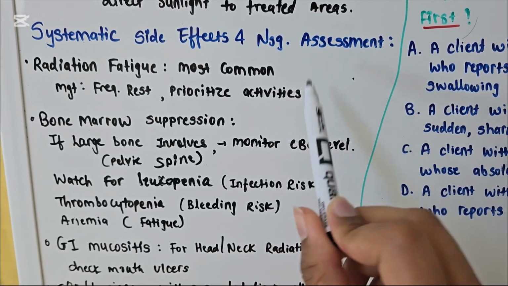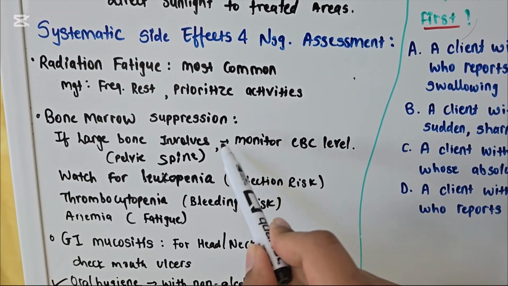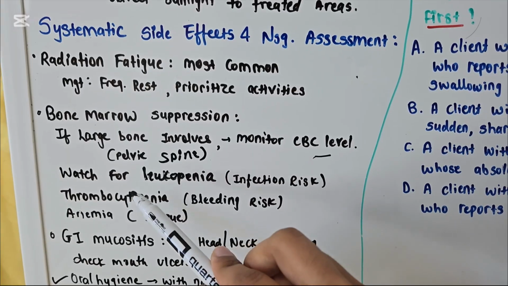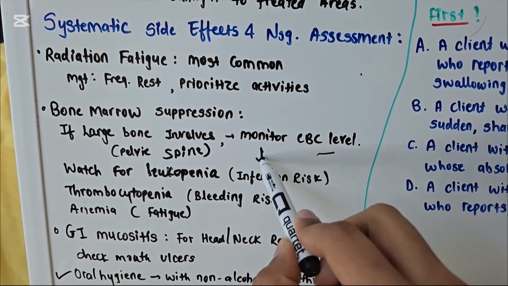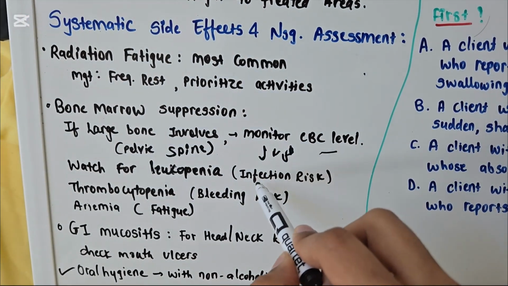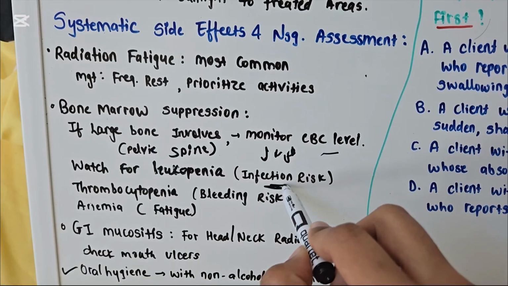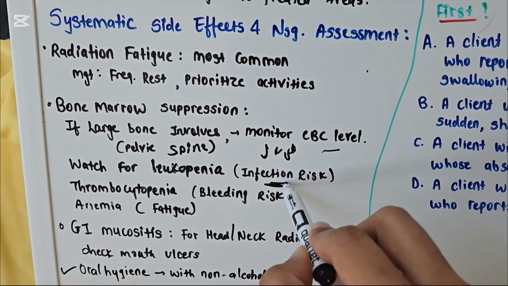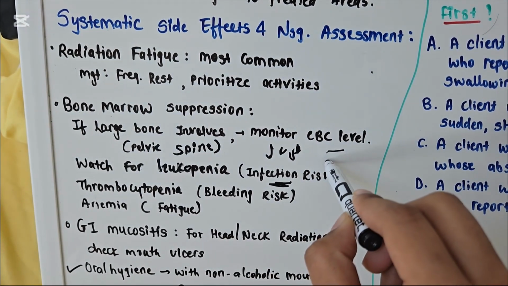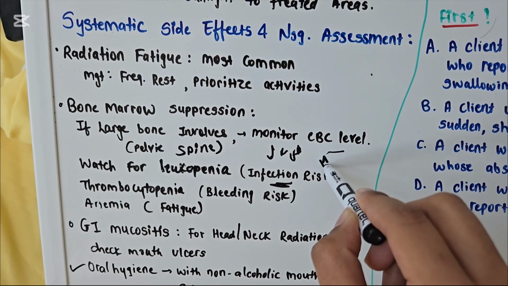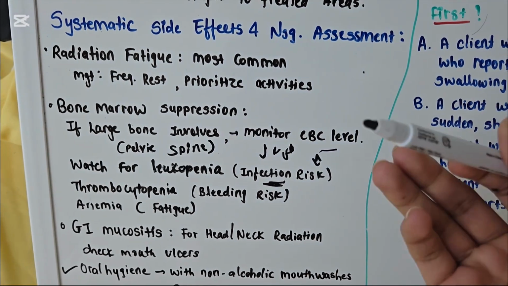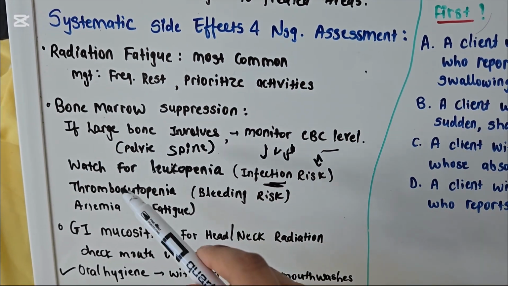There are chances of bone marrow suppression if a large bone like the pelvis or spine is involved, so monitor the CBC level. Watch for leukopenia, which is low WBC. If WBC decrease, there will be chances of infection, and this is very common. This is where death occurs: the patient dies from infection. There are very few WBC to fight against the infection, and before you know it, the patient has passed.